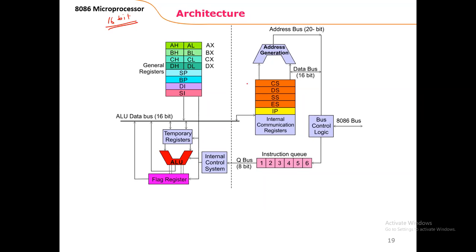Now, 16-bit means this block, suppose one register, must have 16 positions. Total 16 positions: 0, 1, 2, 3, 4, 5, and so on, from 0 to 15.